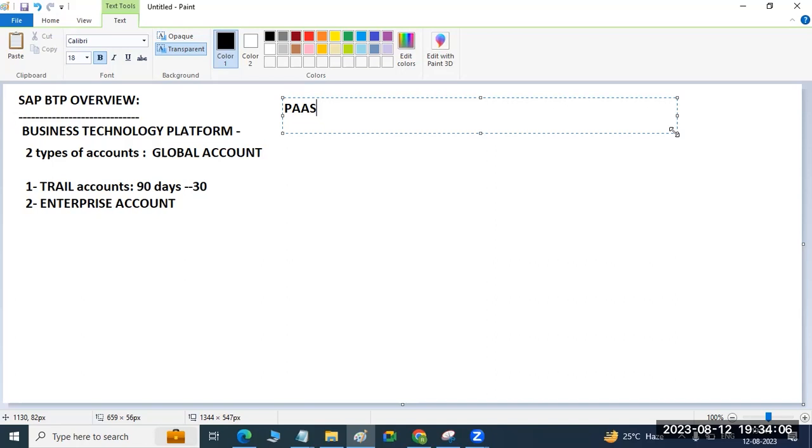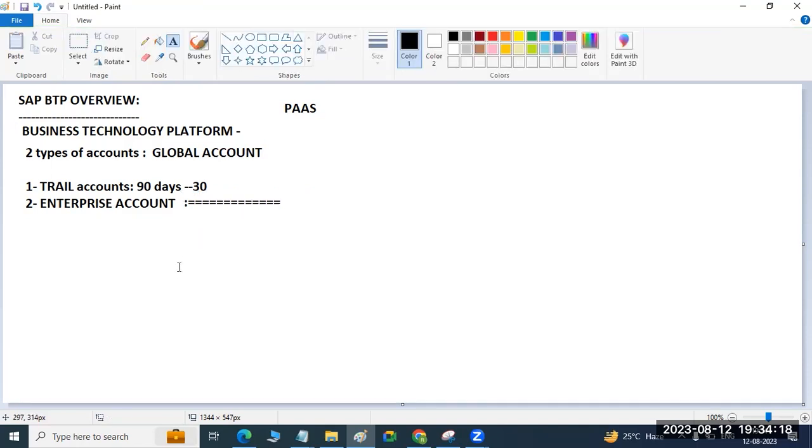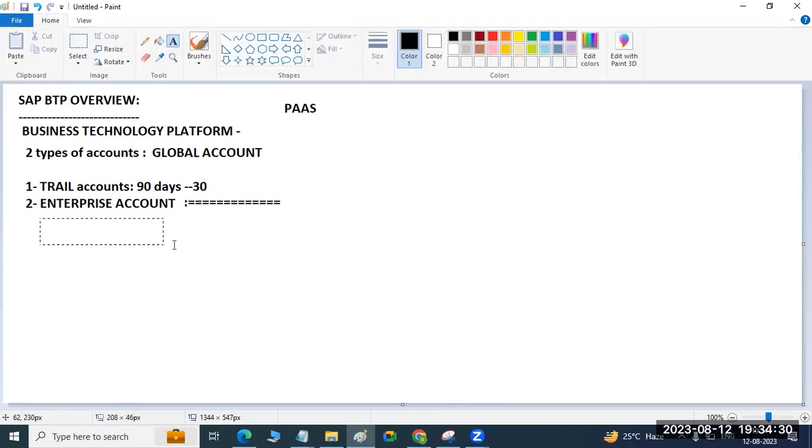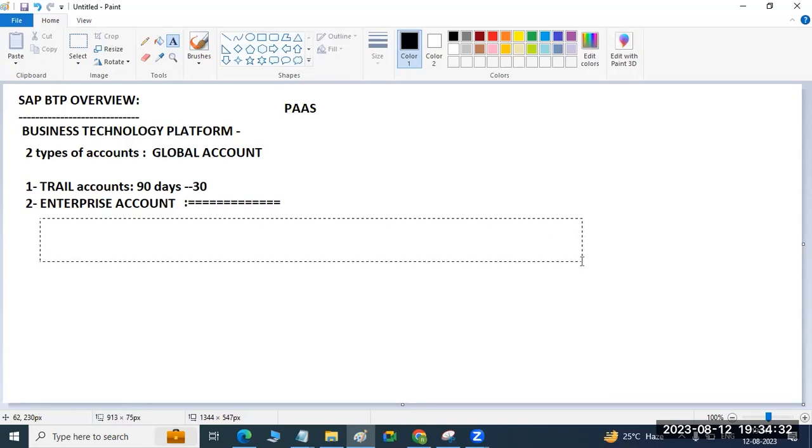Okay, so let's talk about the enterprise account now. The trial account in BTP is free for customers, right? But the enterprise account is not free. Then how do you get this enterprise account? If I talk about the pricing model of the enterprise account, two types of commercial models are available in the BTP.